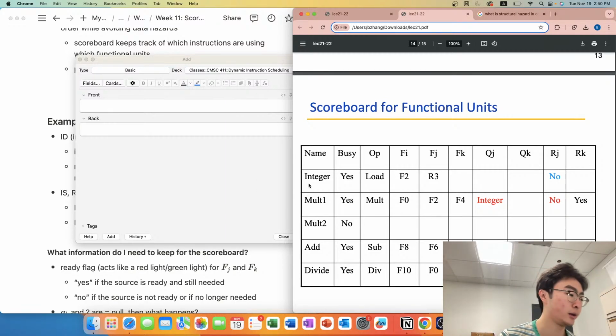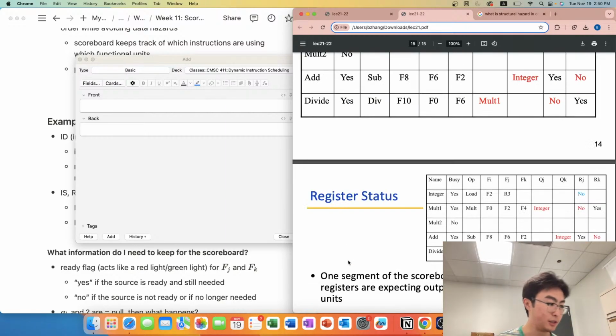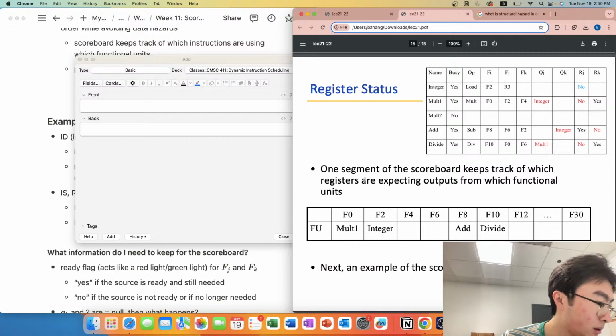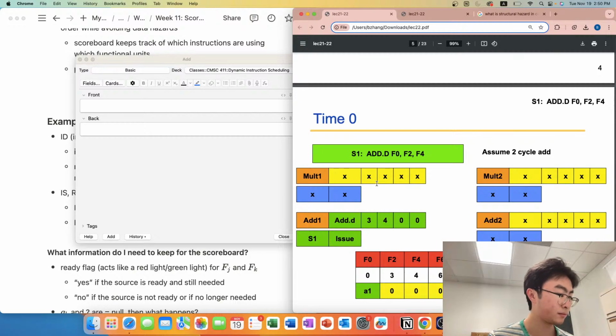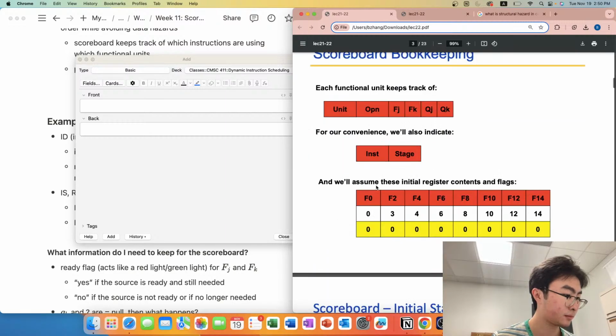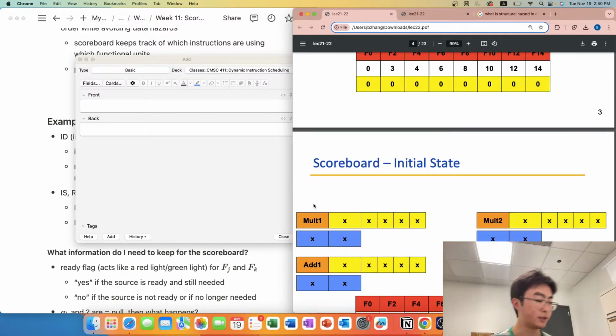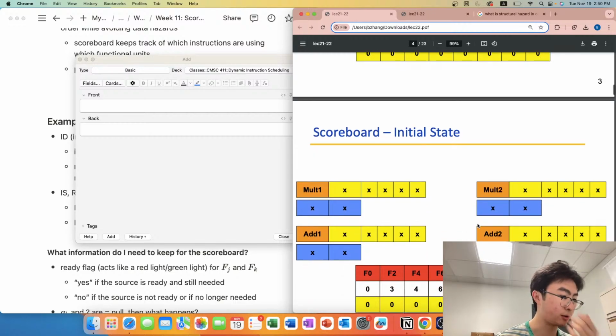Okay, so this then is all of the functional units, and then you have a flag for the busyness, to keep track of which was. Okay, so in this initial state then, our scoreboard has 4 different functional units here.